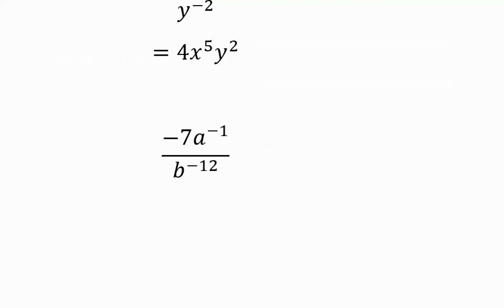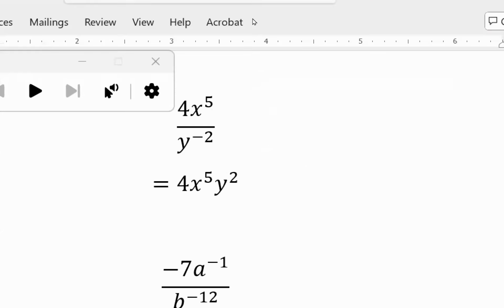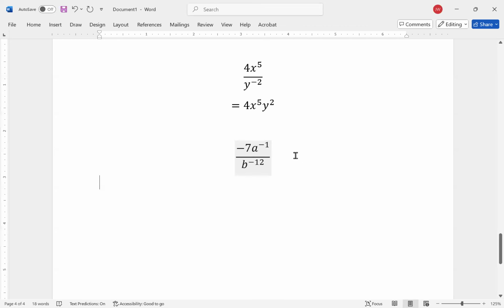Now we can do a very similar thing with this next problem. So we have -7. That is just a numerical value. Don't get thrown off there. A negative numerical value is not the same thing as a negative exponent. So -7 would stay in the numerator.